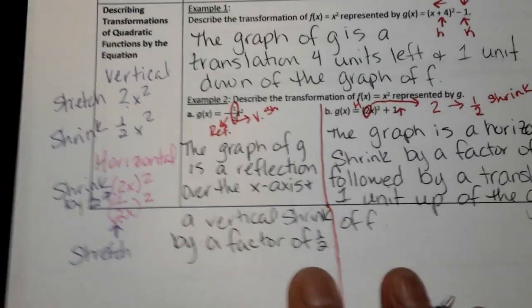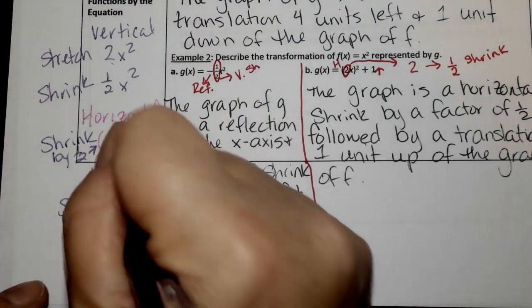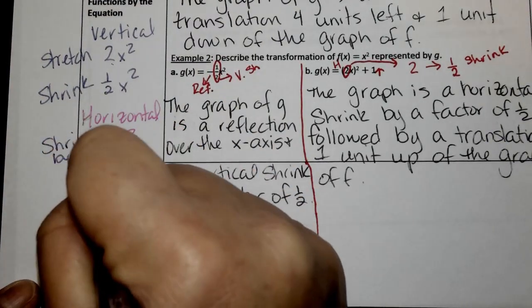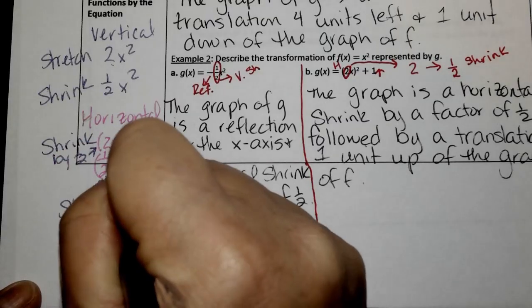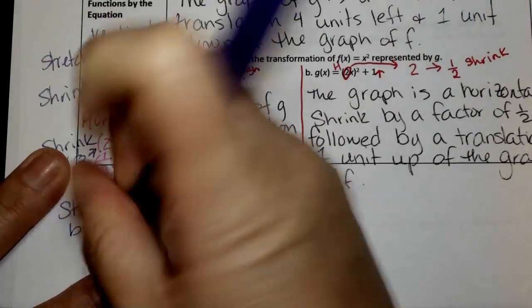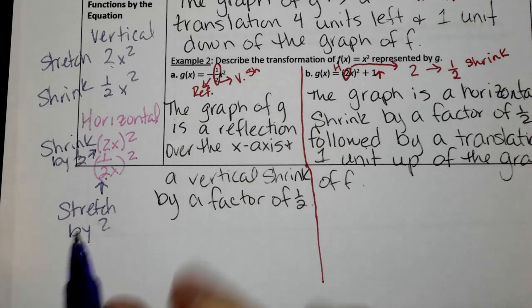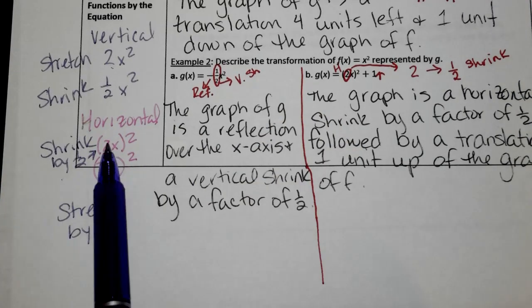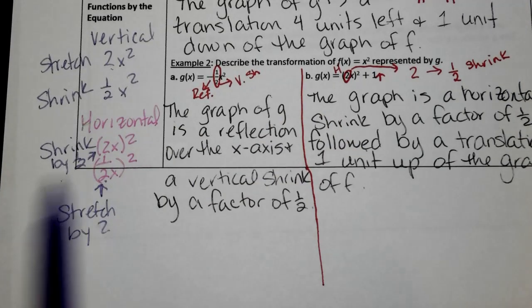Yes. Okay. I was making sure. I didn't want to tell you the wrong thing. So stretch by a factor of 2. Here, I'll just put by 2. Okay, so when you're talking about horizontal stretches and shrinks, you have to use the reciprocal as their factor.